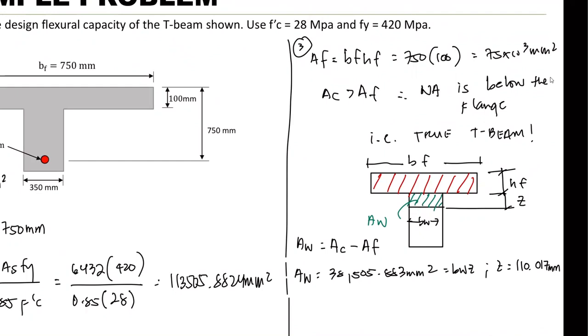Okay? So, we can also consider that this whole expression is equal to A. So, our A is equal to HF plus Z. So, that is 100 plus 110.017, which is equal to 210.017 mm. Okay? So, that is the value of our A.